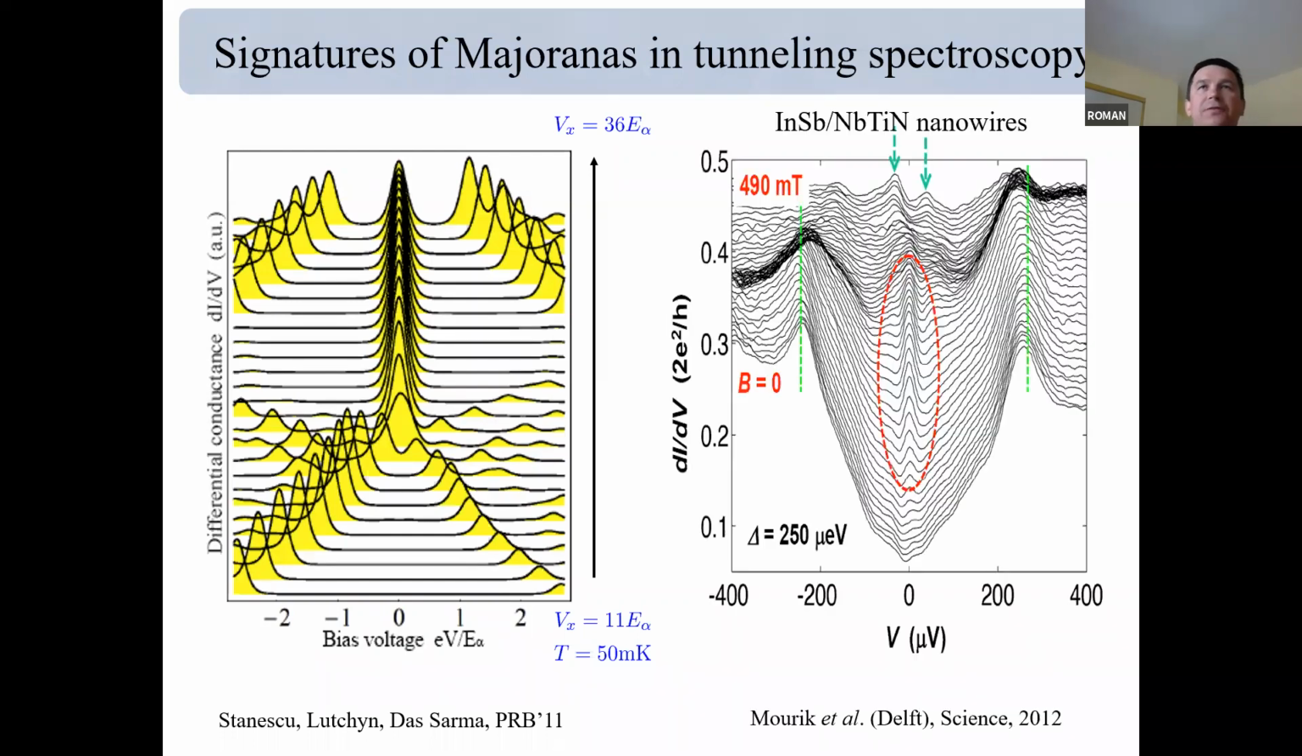Several years after the original proposals, this appearance at finite magnetic field was observed by the Delft team. So here are indium antimonide, niobium titanium nitride, proximitized nanowires. Here's the dI/dV for this system. And you can see, as a function of magnetic field, the appearance of a zero bias peak, which sticks as a function of the field and eventually splits at very large fields. So this is a well-known experiment. There are also other experiments from that era.